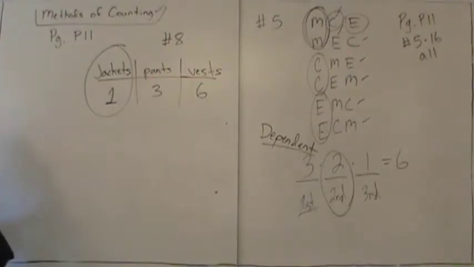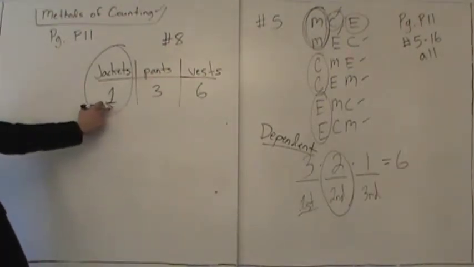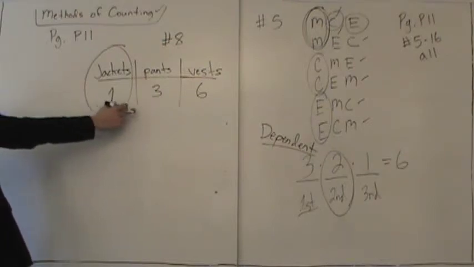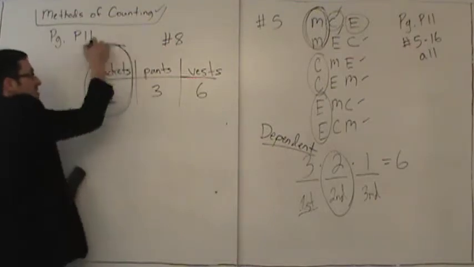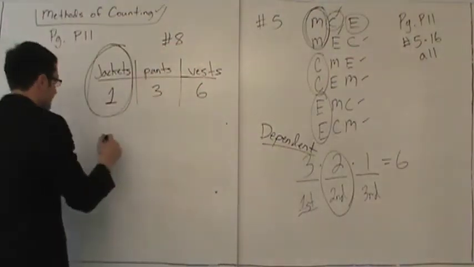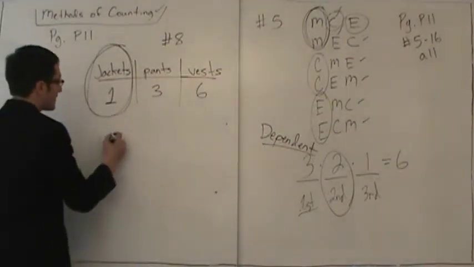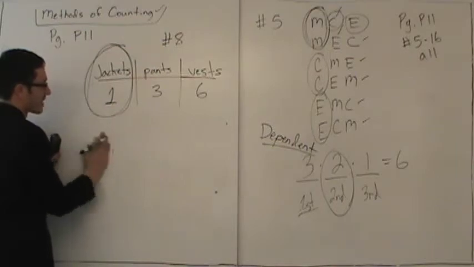It says Dane is renting a tuxedo for prom. Once he has chosen his jacket, he must choose from 3 types of pants and 6 colors of vests. So since he's already chosen his jacket, he only has 1 option for jacket. Okay. Now, he has a jacket. And I think we can just figure this out without diagramming here.